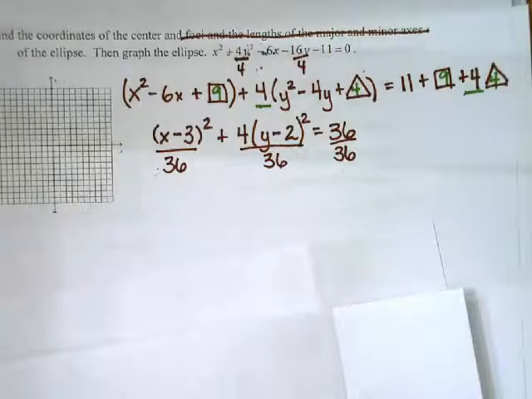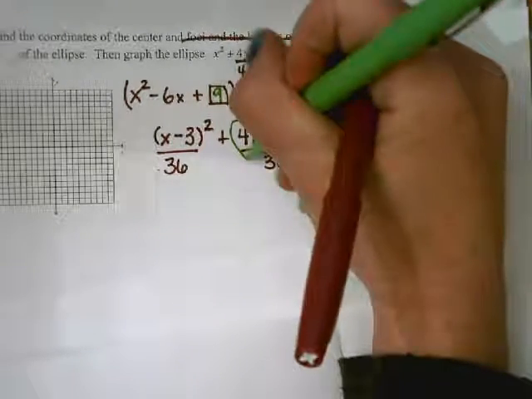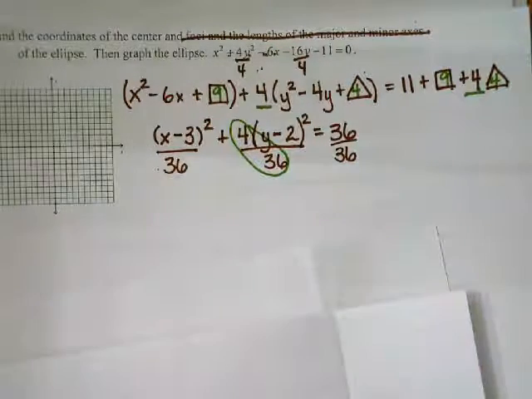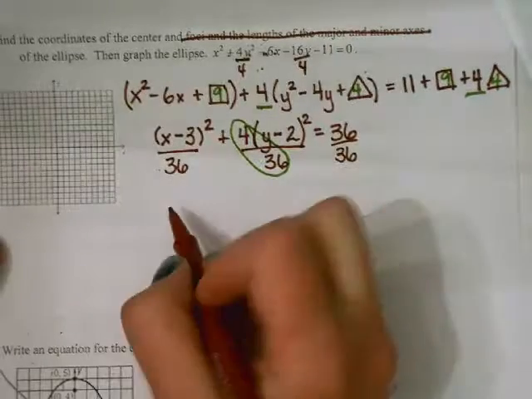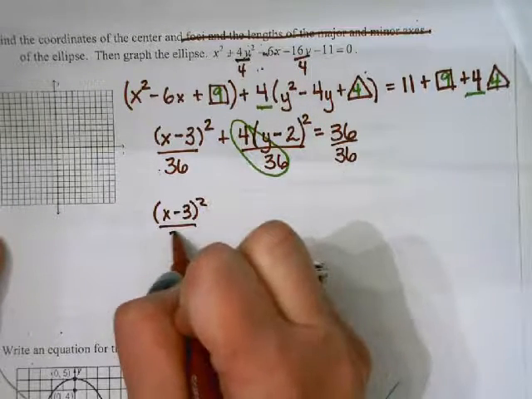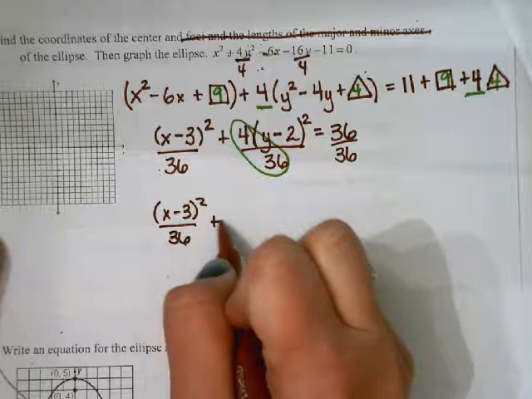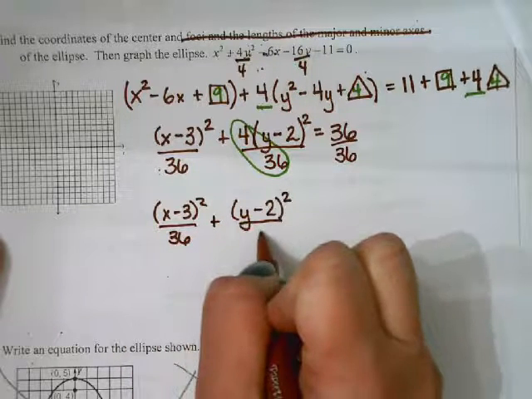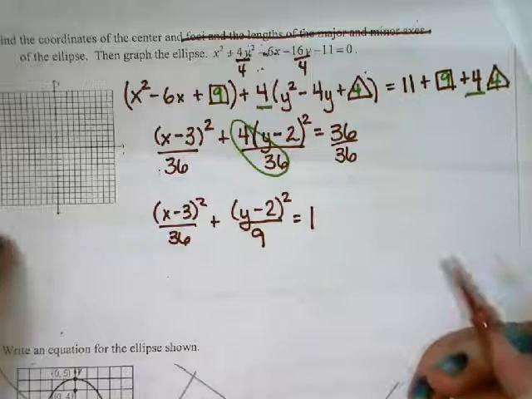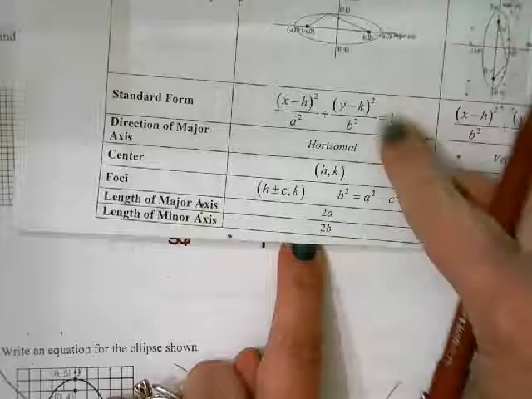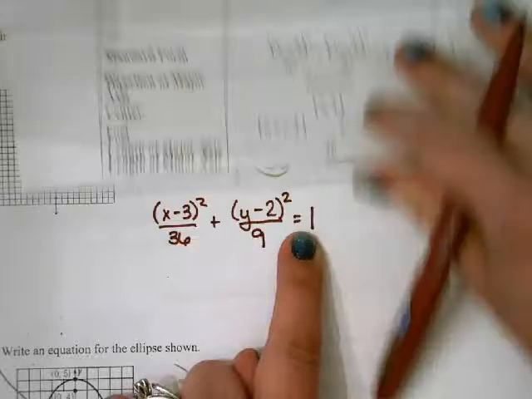But when I do that, I have to reduce that guy as a fraction. So x minus 3 squared over 36 plus y minus 2 squared over 9 now equals 1. So that got rid of the 4 out front. It also put it in the nice pretty form that I want, where it equals 1.